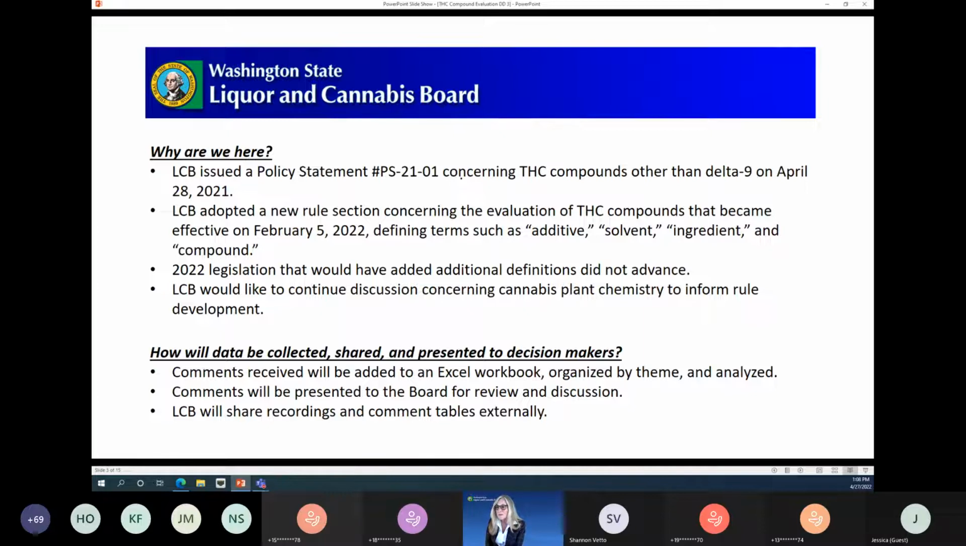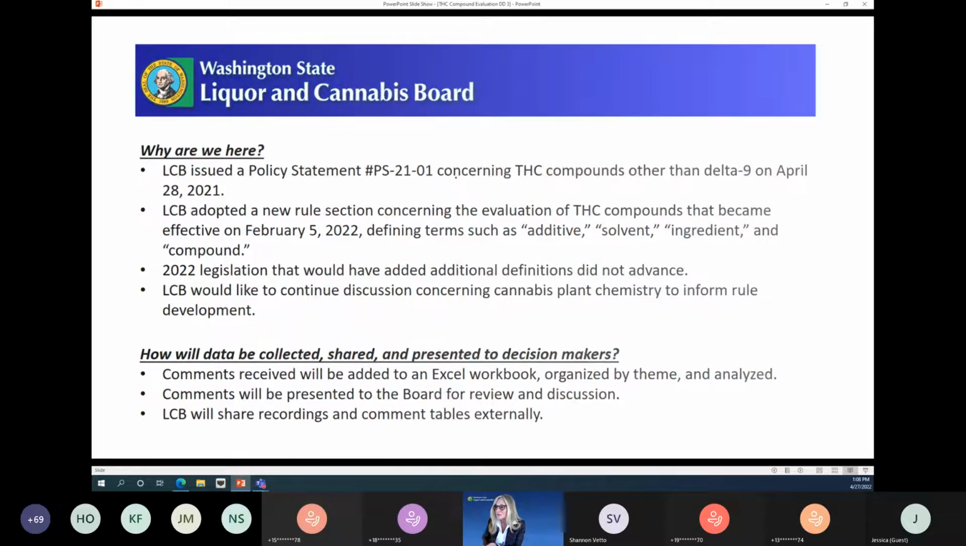With all of our deliberative dialogue sessions, comments that are received are added to an Excel workbook or a table. They're organized by theme and analyzed. And then we share those with both the public and the board to inform decision-making moving forward. We also, as I noted, record these sessions and put them up on our website so everyone can view them at a time of your convenience or for additional information.